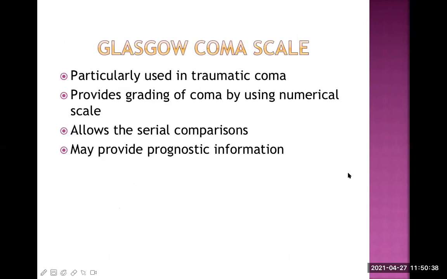Now let's talk a bit about Glasgow Coma Scale. Many of the students are quite familiar with this, but probably they have not revised it, isn't it? So let's do that now. It is particularly used in traumatic coma. In case of medical type of coma, for example, hepatic encephalopathy or uremic encephalopathy or any other medical causes of coma, we may use the ABPU scale. ABPU scale. Let me write that here.